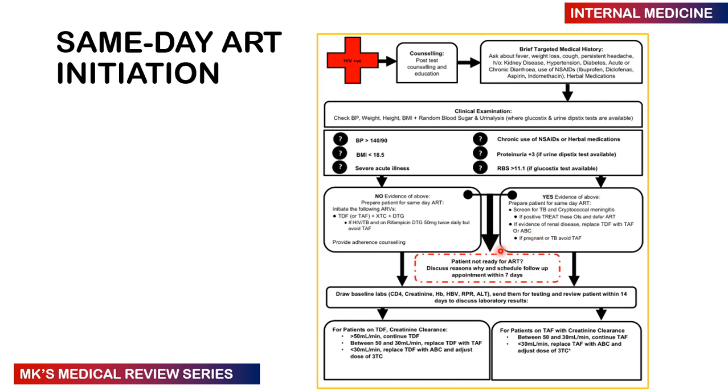Then, of course, if the patient is not ready to start ART, discuss the reasons why and schedule them to come back at least a week after. Draw bloods for your baselines, so your CD4 count, your creatinine, your hemoglobin and full blood count, hepatitis B, RPR for syphilis, ALT and AST for the liver enzymes. Then, of course, send them for testing and review them within 2 weeks to discuss the lab results.